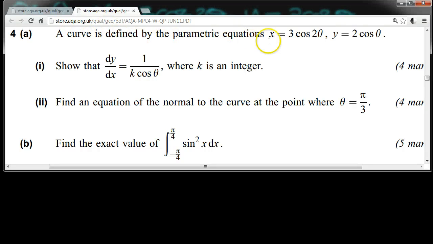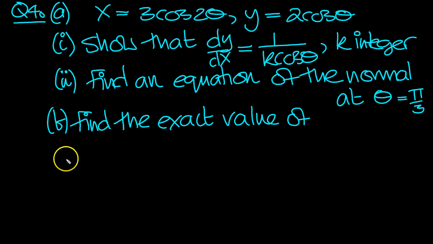A curve is defined by the parametric equations x equals 3 cos 2 theta and y equals 2 cos theta. Show that dy dx is 1 over k cos theta, where k is an integer. Find an equation of the normal to the curve at the point where theta equals pi over 3. Find the exact value of the integral of sine squared x dx between minus pi over 4 and pi over 4. So there's the question, and I've summarized it here, so let's have a go at this first.